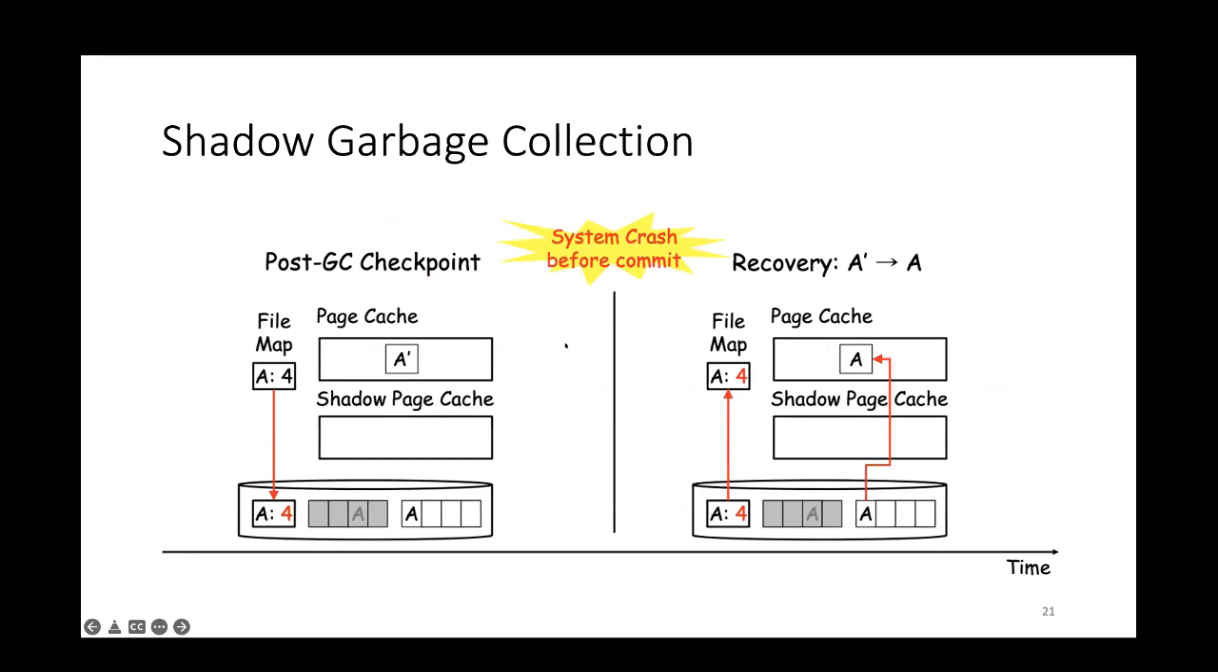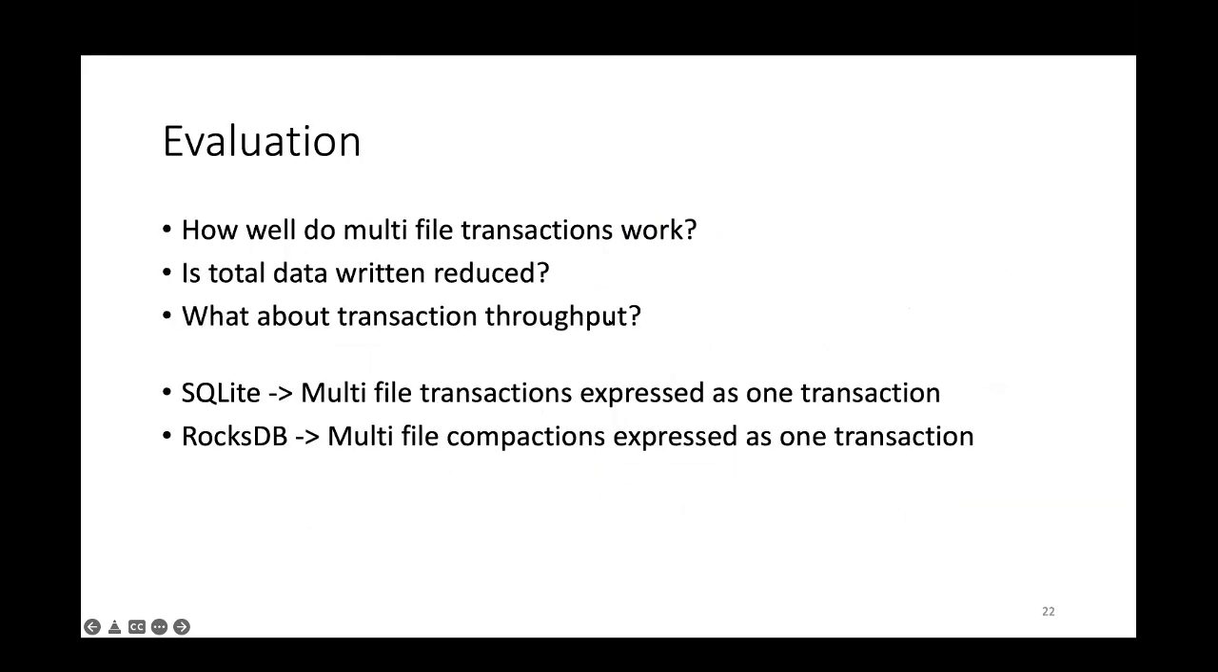If we have a system crash, we're going to load the new LBA for A, which had the old value as we wrote before. So we're not loading the modified version of A.